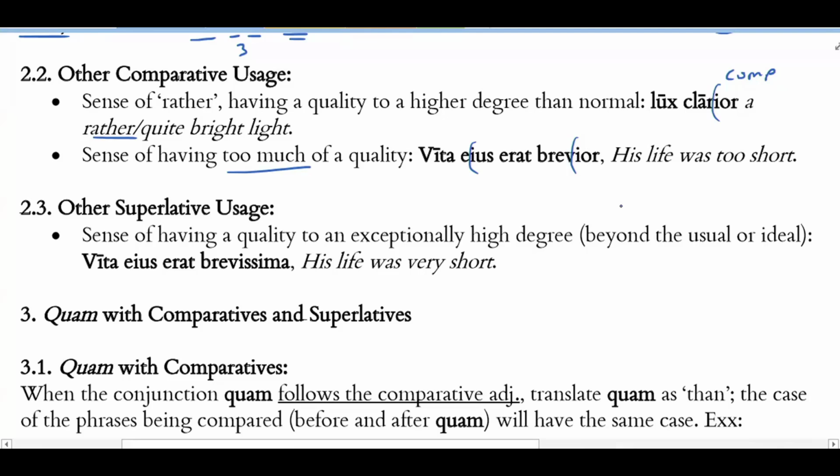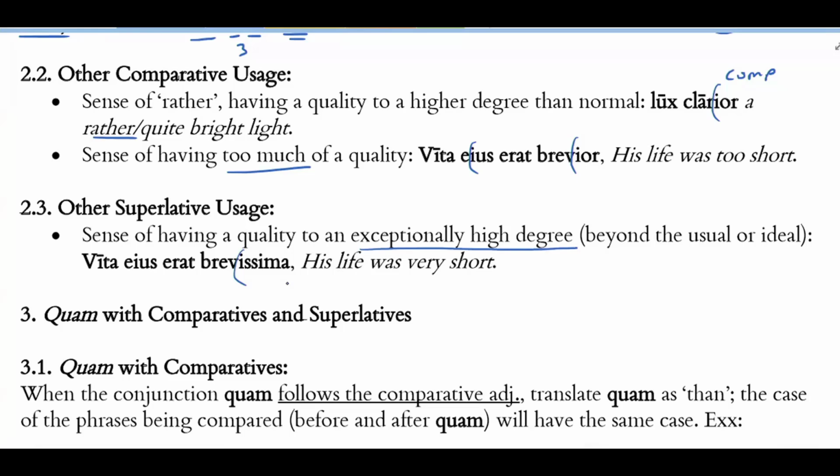So now, 2.3, we have other superlative usage. The superlative form could be used with the sense of having a quality to an exceptionally high degree beyond the usual or the ideal. So in our example here, we have vita eius erat, just like we had in this other example. His life was, but instead of the comparative, I have the superlative. His life was brevissima. And this means his life was short, very short.